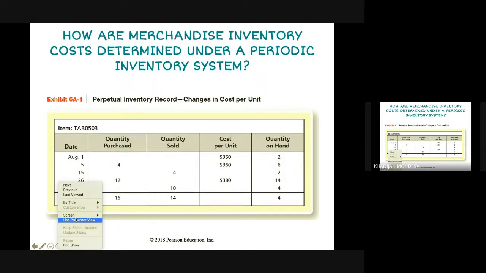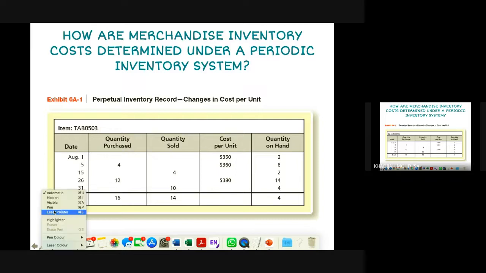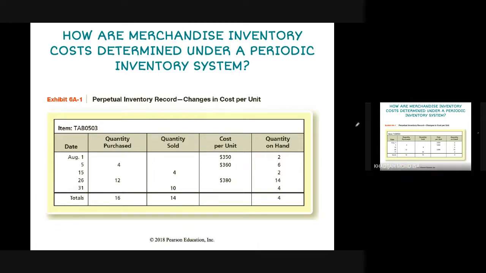Because remember, you do have these 2 units at the beginning of the period. Don't forget your 2 units beginning. So 2 plus 16, you have 18. 18 minus 14, that's how you have a closing of 4 units. So this is perpetual.